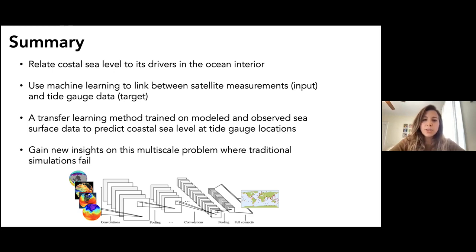And really the ultimate goal of this type of project is not necessarily to predict what's going to happen in the future or run these El Nino predictions years ahead, but to gain more insight into this multi-scale problem, because the traditional simulations are failing at capturing this wide range of scales. And by improving our physical understanding, this will really lead to better projections in other ways.